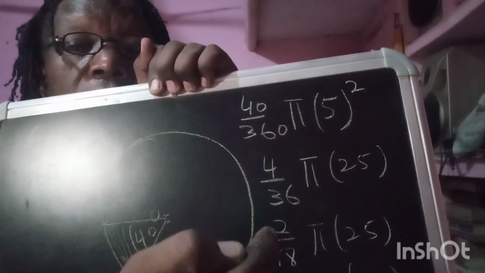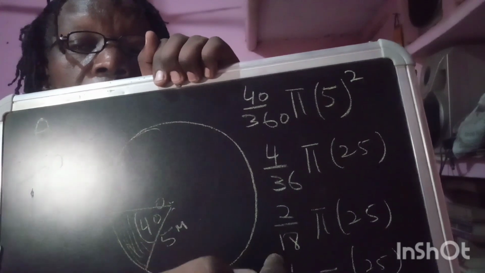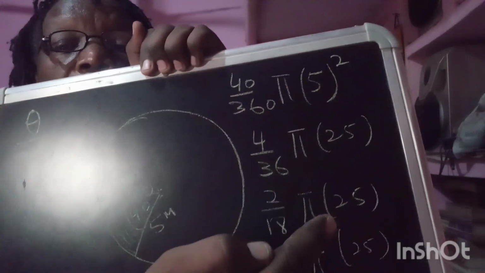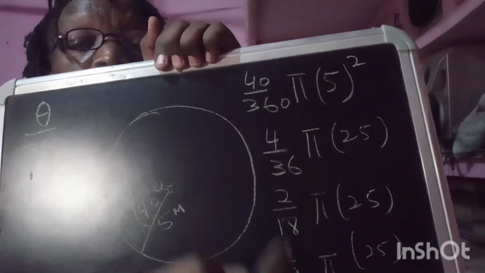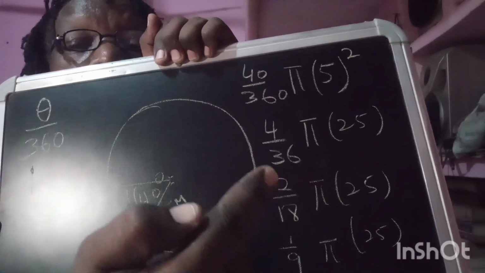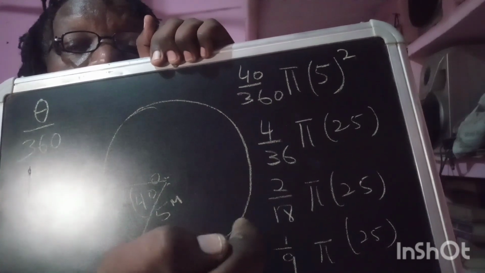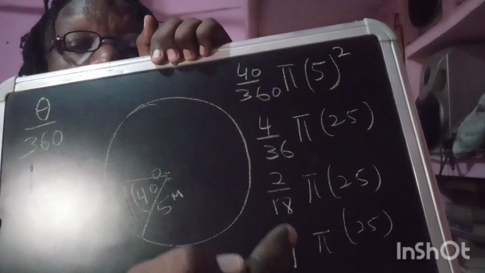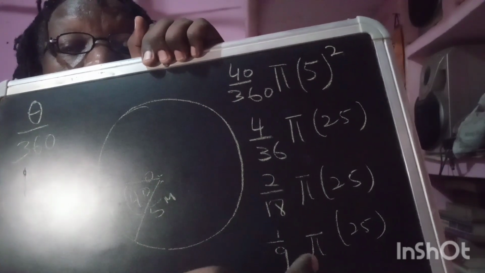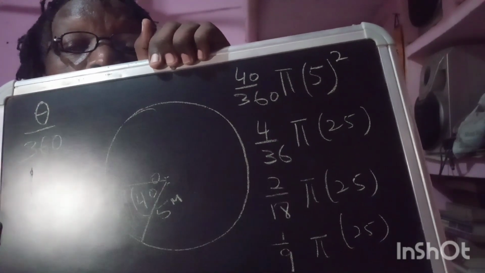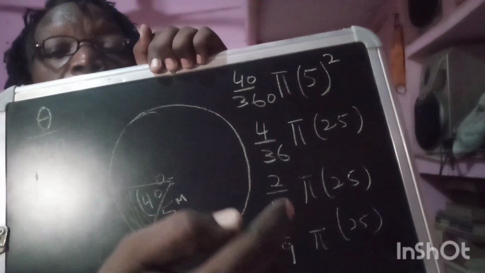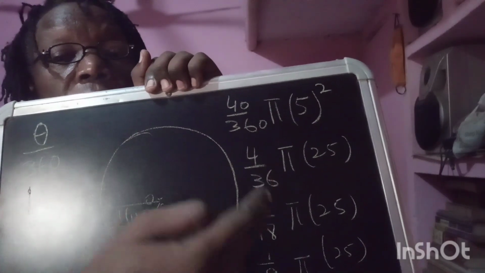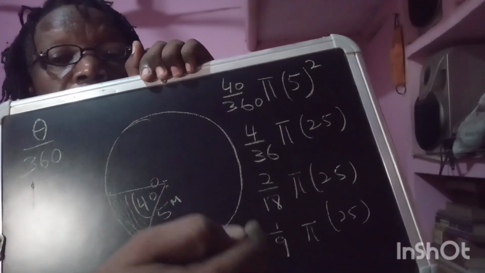You cancel here, it will be 2, and you cancel with the 2 here, it will be 18, which is this one, times pi times 25, which is that one. Then if you want, you can go even further down: 2 goes into itself once, and goes into 18 nine times, giving 1 over 9 times pi times 25. All these will give you the same answer, but you could also leave it somewhere like here, or leave it here. It will give you the same answer.